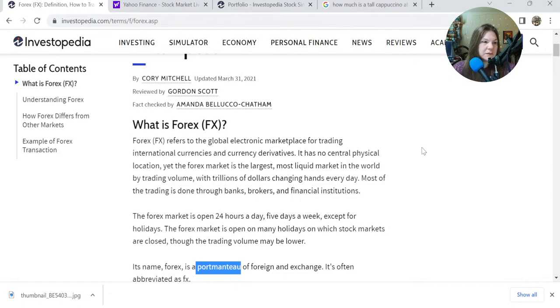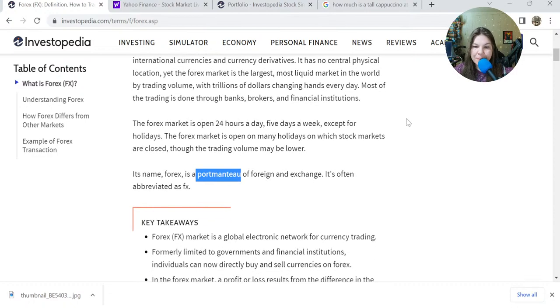market in the world by trading volume, with trillions of dollars changing hands every day. Most of the trading is done through banks, brokers, and financial institutions.